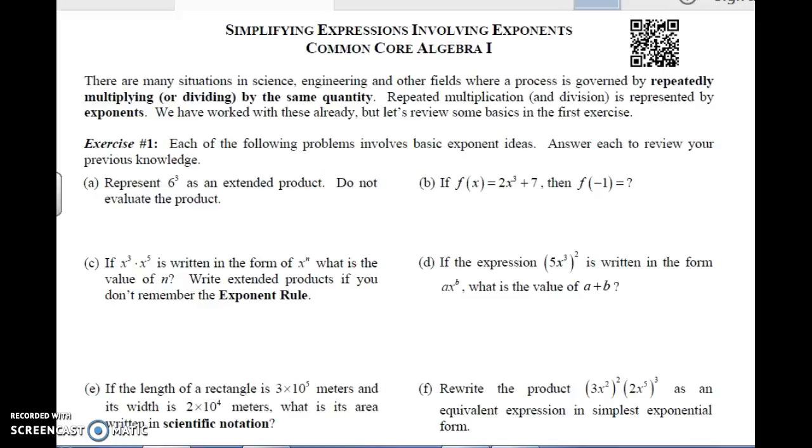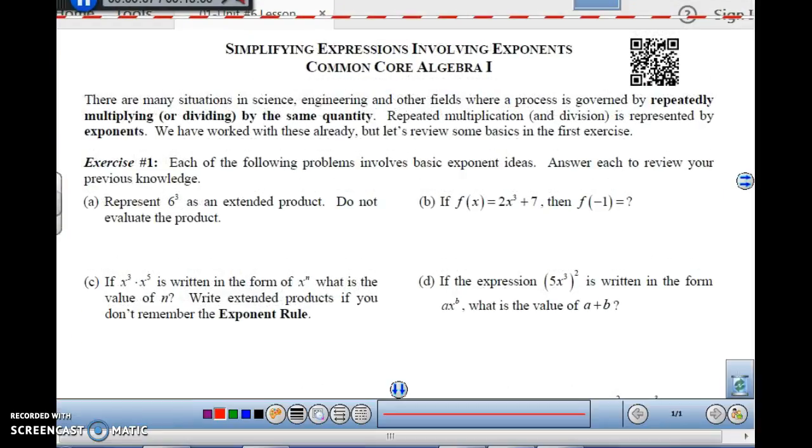This is Algebra 1, Unit 6, Lesson 1 on simplifying expressions involving exponents. Now, there are many situations in science, engineering, and other fields where a process is governed by repeatedly multiplying or dividing the same quantity. Repeated multiplication and division is represented by exponents. So we have worked with these already, so let's review the basics in the first exercise.